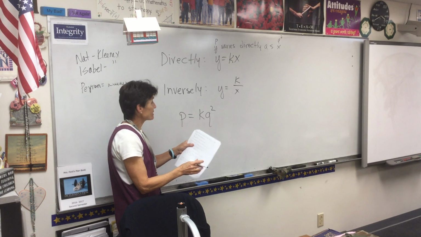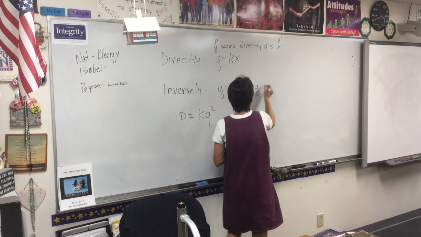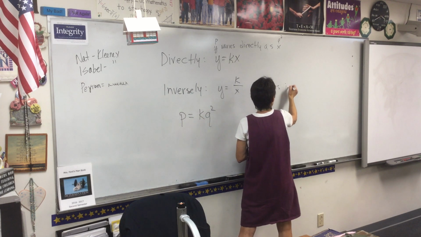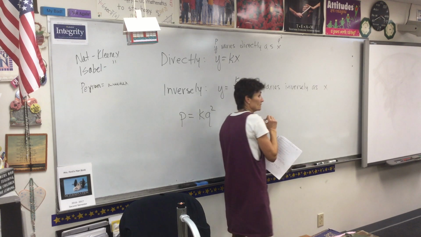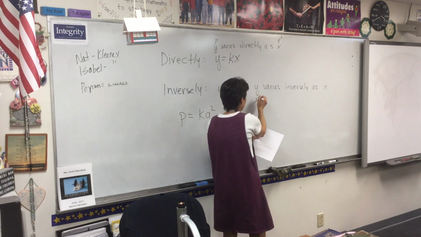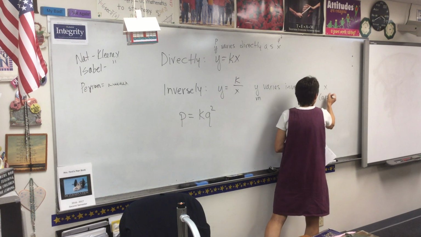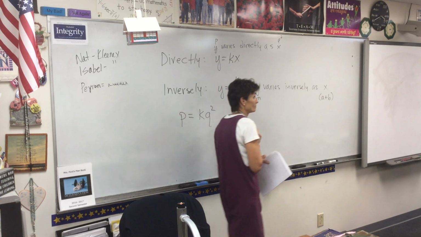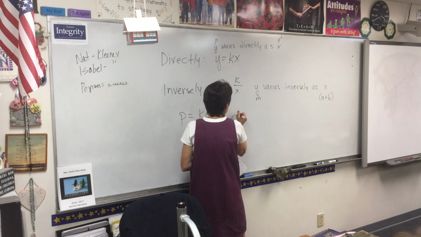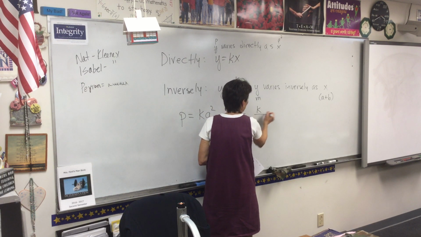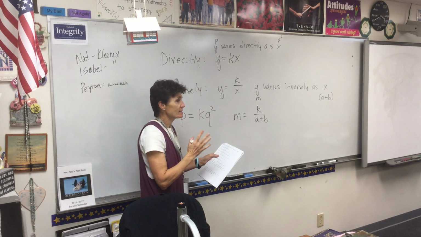The next one says m, okay, now go back to this. This says y varies inversely as x. So m varies inversely as the sum of a and b. So what's that equation going to look like? M equals k over a plus b. Easy, easy, easy.